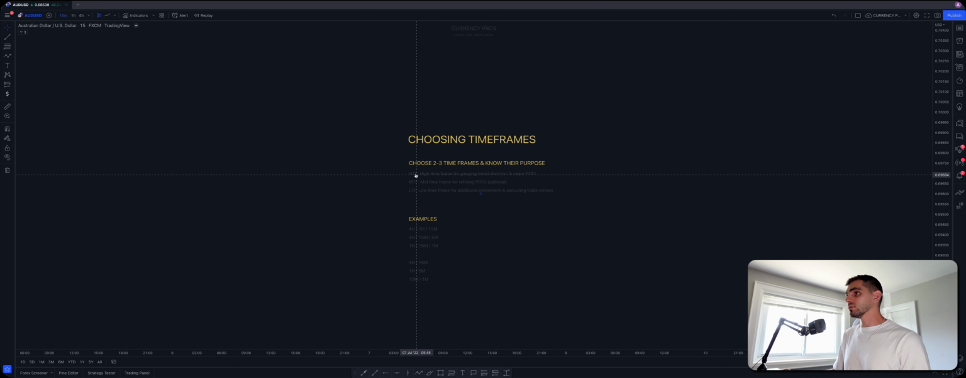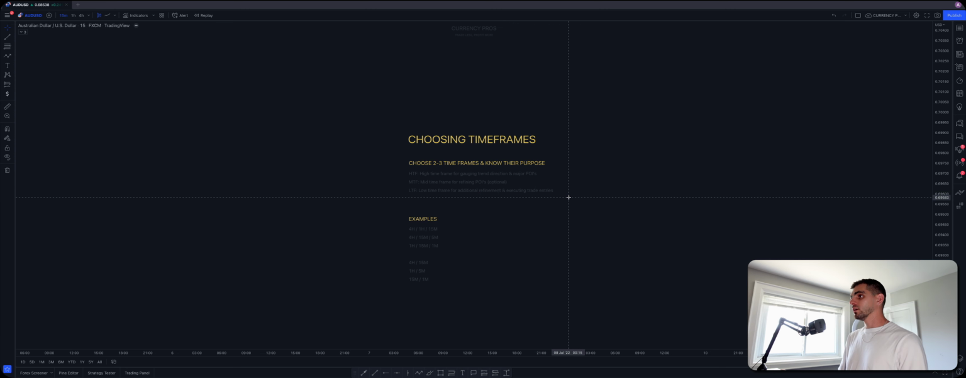So first of all, the higher time frame. A higher time frame is for gauging trend direction and major POIs, points of interest, right? The mid time frame is for refining POIs. Now I wrote here optional because it is of course optional.